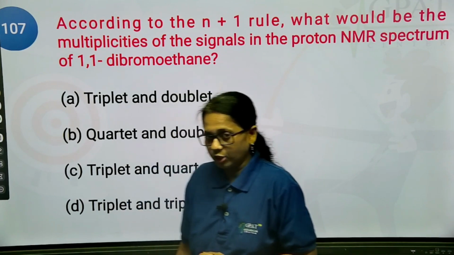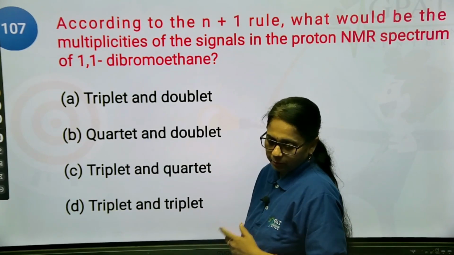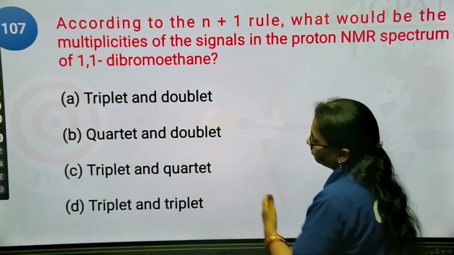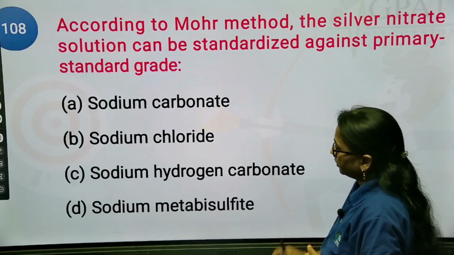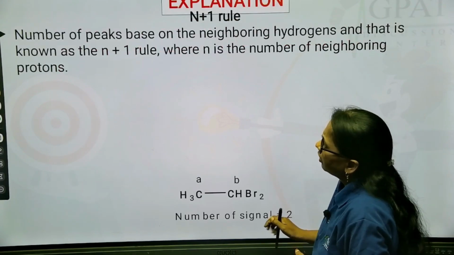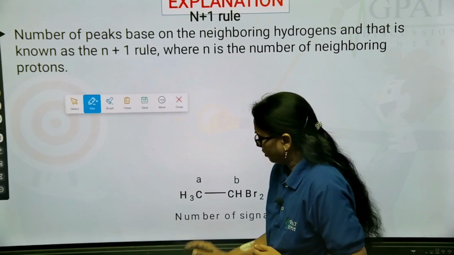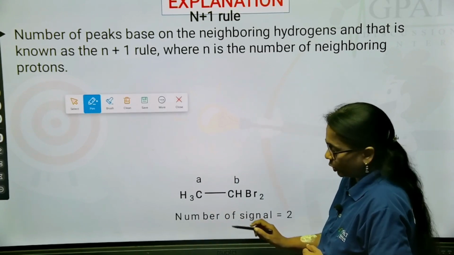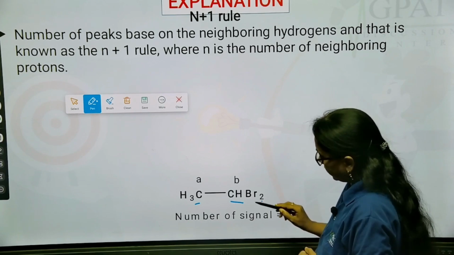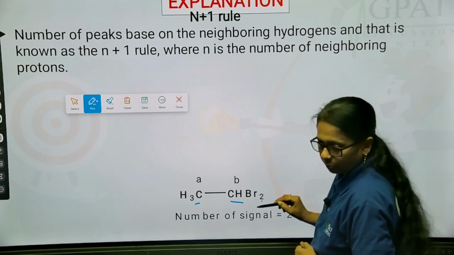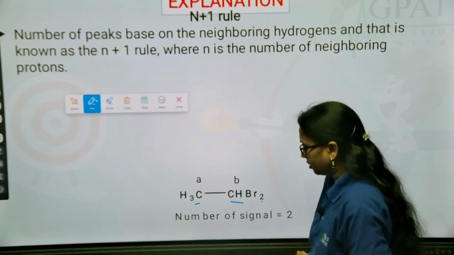1,1-dibromoethane, they have given the molecule. They are asking, according to the n plus 1 rule, what might be the splitting of the peaks. So for the number of signals, if you see the chemical structure of 1,1-dibromoethane, CH3CHBr2, two bromine atoms are there and ethane means only 2 carbons.